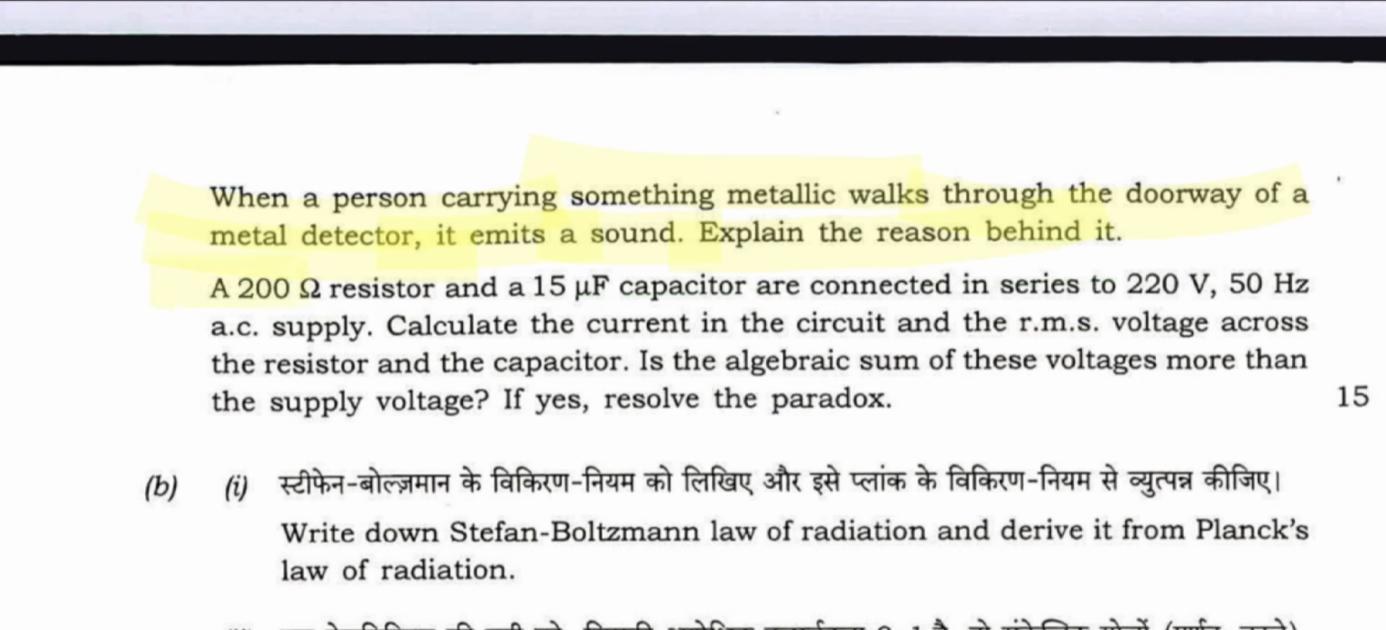1. A 200 ohm resistor and a 15 microfarad capacitor are connected in series to a 200 volt, 15 Hz AC supply. Calculate the current in the circuit and the RMS voltage across the resistor and the capacitor. Is the algebraic sum of these voltages more than the supply voltage? If yes, solve the paradox.